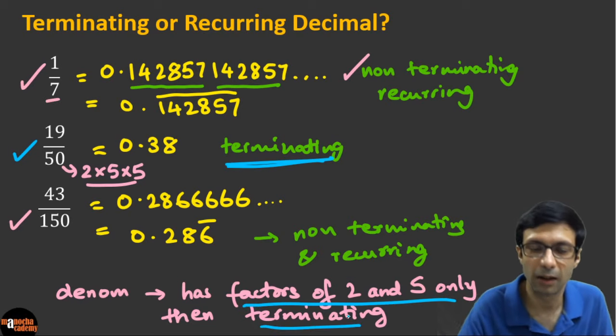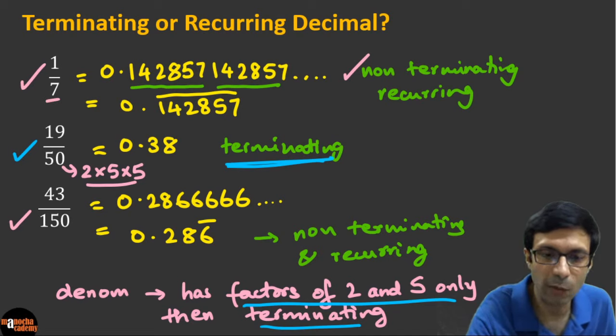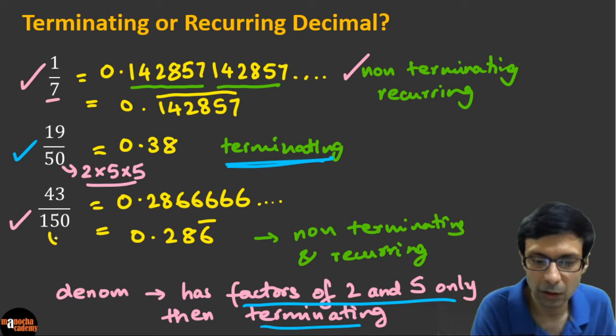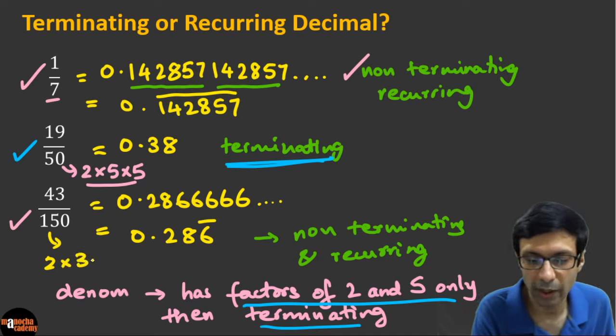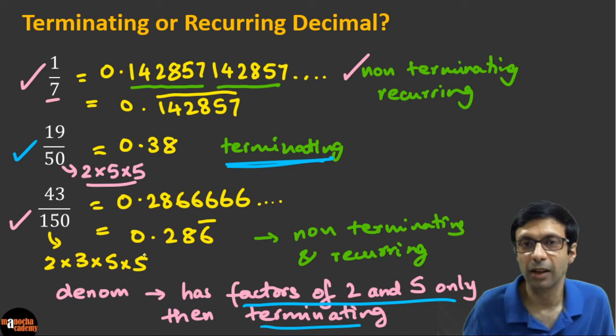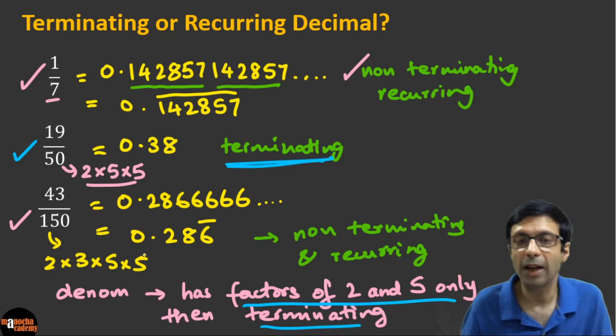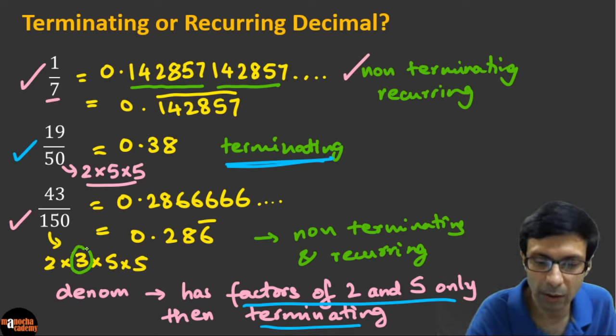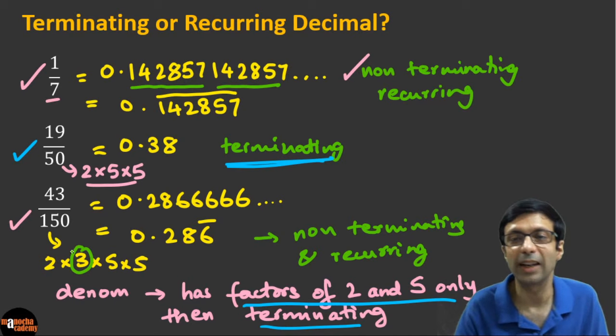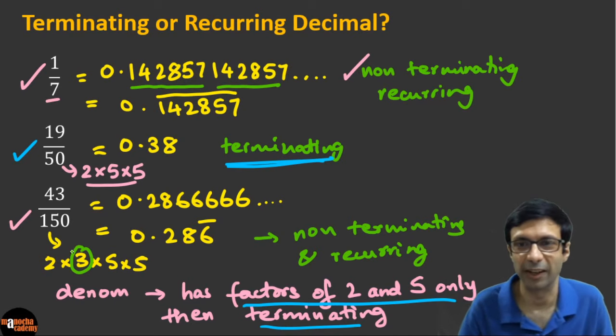And now if you look at the last example, 43/150. So let's break that down. So what are going to be the factors here? So it's basically 3 into 50, right? So the factors of this are going to be 2 into 3 into 5 into 5, right? Okay. And now can you see that we have factors of 2 and 5, but it's not 2 and 5 only because we have the number 3 in there. So therefore, it is non-terminating and recurring.